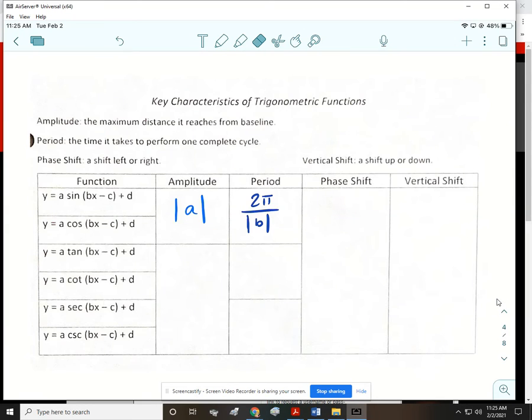We're going to fill in the phase shift and vertical shift section of this table from the other day, and then we're going to start the new lesson. So on the graphs we're going to do today, they may or may not have a phase shift or vertical shift, but we are going to learn how to figure out what those are.